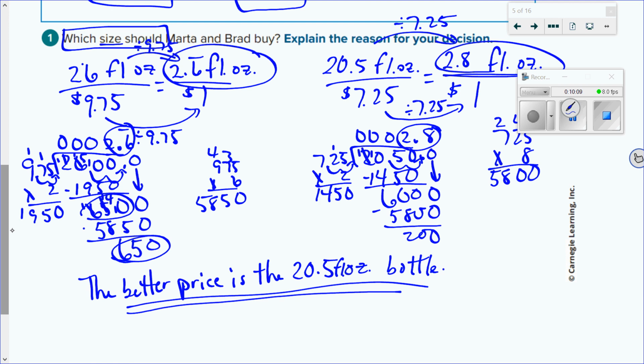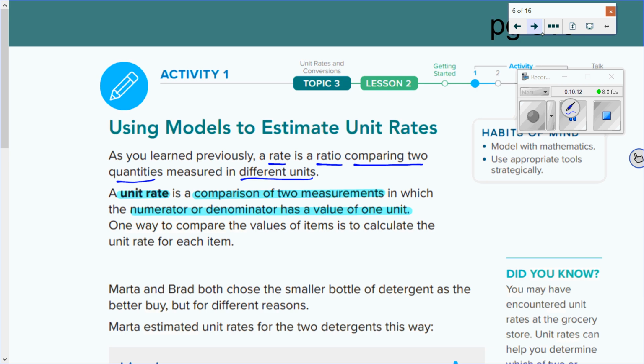Okay, so let's turn our page real quick. Oh, you don't have to turn. Yours is right next to it. Oh, I didn't erase this one. Okay, that's okay. We need your highlighters. We have a definition here for you.